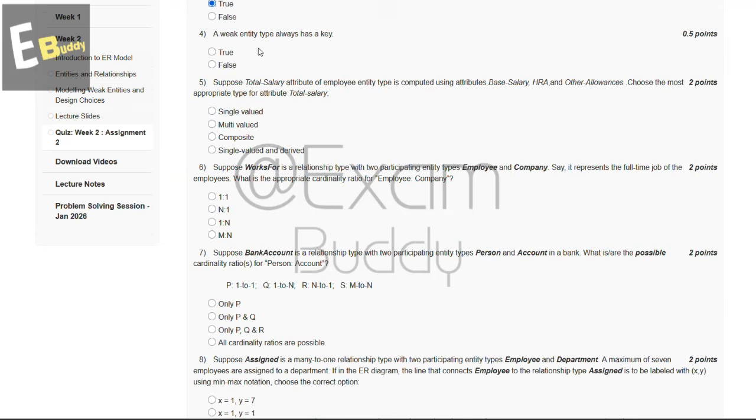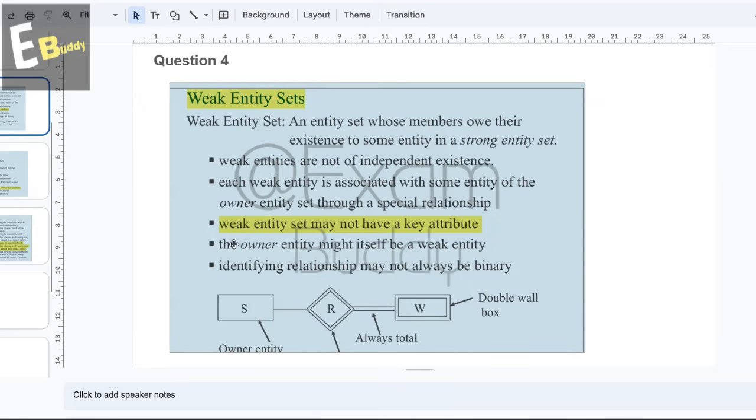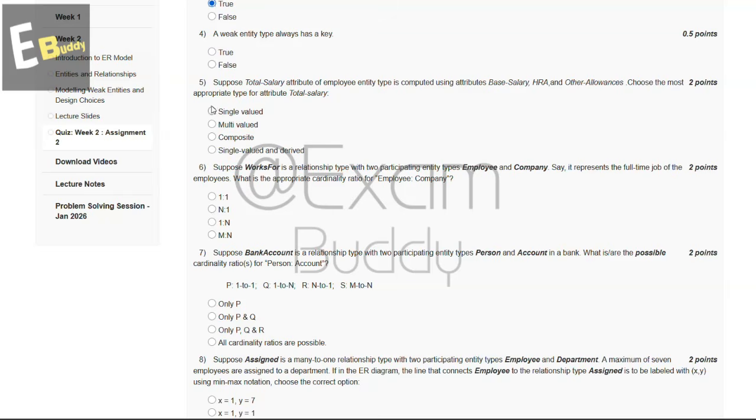A weak entity type always has a key. True or false? So now let's check the explanation. The explanation says a weak entity set may not have a key attribute. So the answer of our fourth question is false. And now let's go to our question number 5.